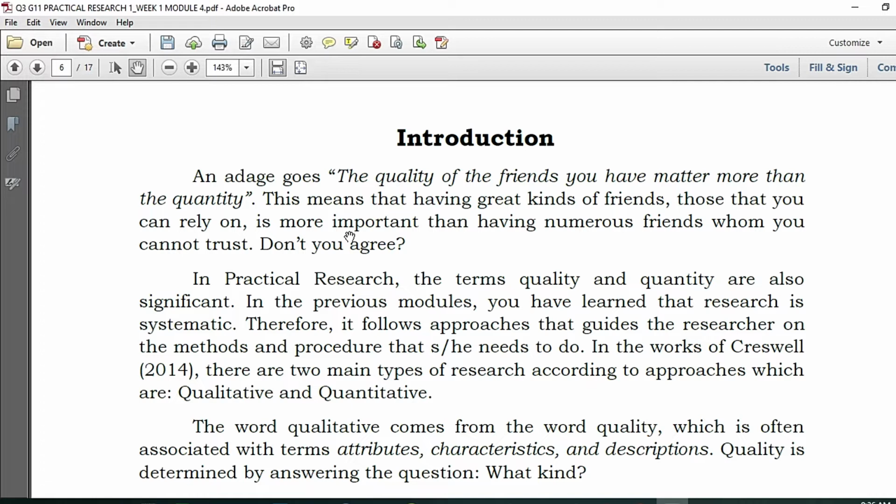In the previous modules, you have learned that research is systematic. Therefore, it follows approaches that guide the researcher on the methods and procedures that he needs to do. In the works of Creswell 2014, there are two main types of research according to the approaches, which are qualitative and quantitative. Okay, for your clarification, in our subject today, PR1, or Practical Research 1, we'll have qualitative research. In PR2, in Grade 12, we'll have quantitative research. Okay, so I hope it is clear to you regarding our subject.